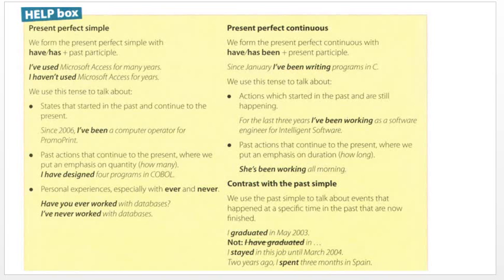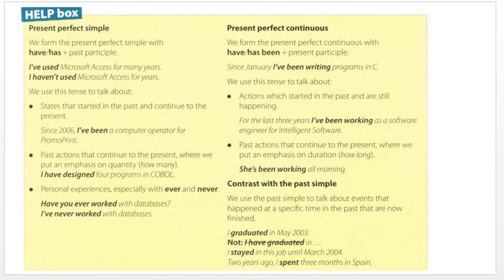Since 2006, I've been a computer operator for Promo Print. It is a past action that continued to the present, where we put an emphasis on quantity. How many? I have designed 4 programs in COBOL. We also use it for personal experience, especially with ever and never. Have you ever worked with a database? I've never worked with a database.